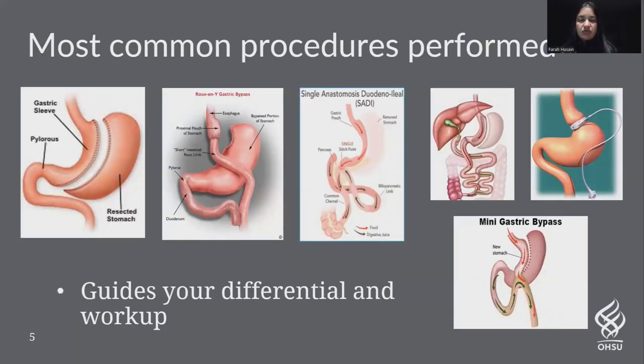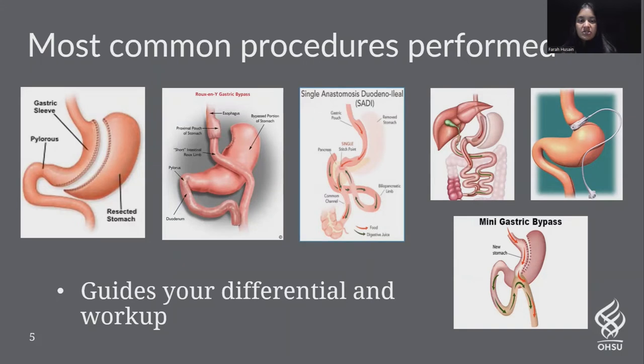The most common procedures performed worldwide today for bariatric surgery include the sleeve gastrectomy, which is on the far left, and the gastric bypass. The duodenal switch is also starting to happen in higher numbers across the world. And one anastomosis versions of these, like the mini gastric bypass and the single anastomosis duodenoileostomy or SADI procedure, have both gained traction due to their ease of performance and excellent outcomes. The adjustable gastric band is still around and available, although done in smaller numbers.